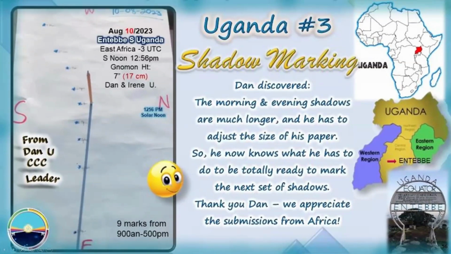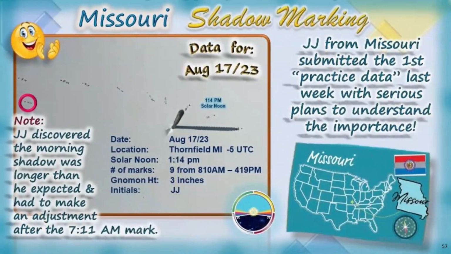He gave me a little note that said he discovered that the morning and the evening shadows are much longer and he has to adjust the size of his paper. Remember we said that? Those morning and evening shadows on Brad's board went right off the board, okay? So he knows what he has to do to be totally ready to mark the next set of shadows. So we thank Dan and we appreciate every submission from Africa. Got some good markers over there.